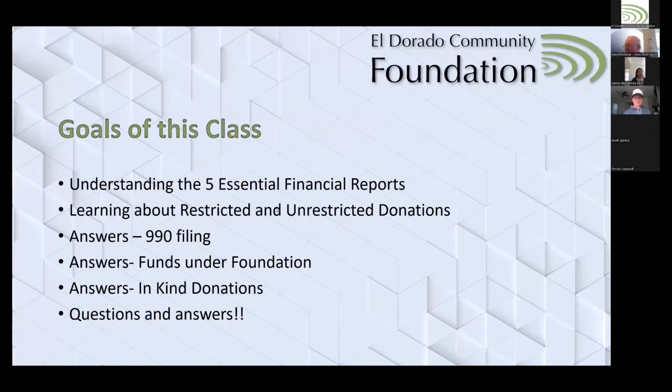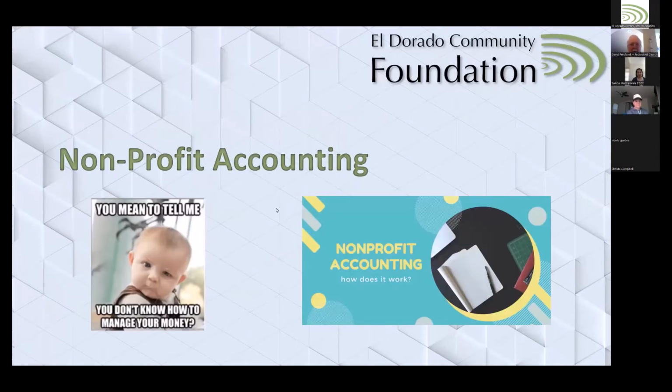Okay, so the goals of this class. I would like to begin with nonprofit accounting, and one of the topics that we would discuss is how it is different from the for-profit accounting world. I know a lot of you come from for-profit accounting, and this would discuss the small nuances, the changes in terminology, etc., of how you would read statements in a for-profit world.